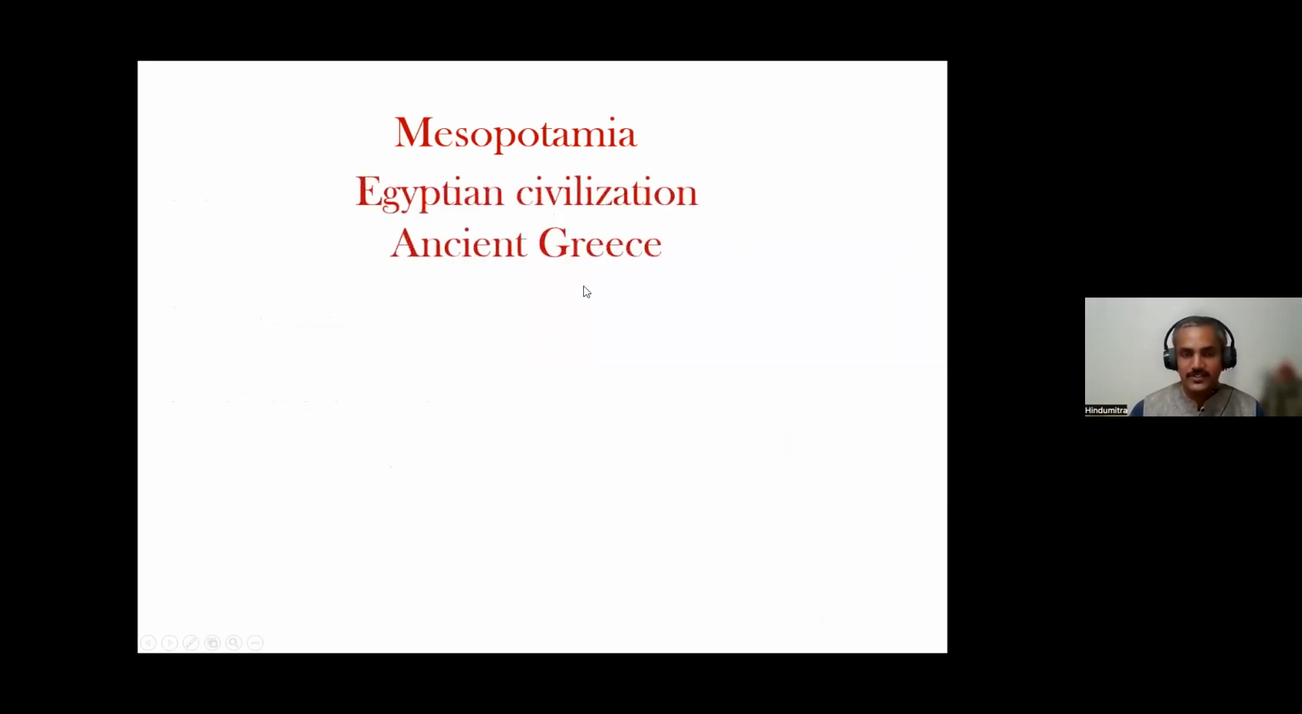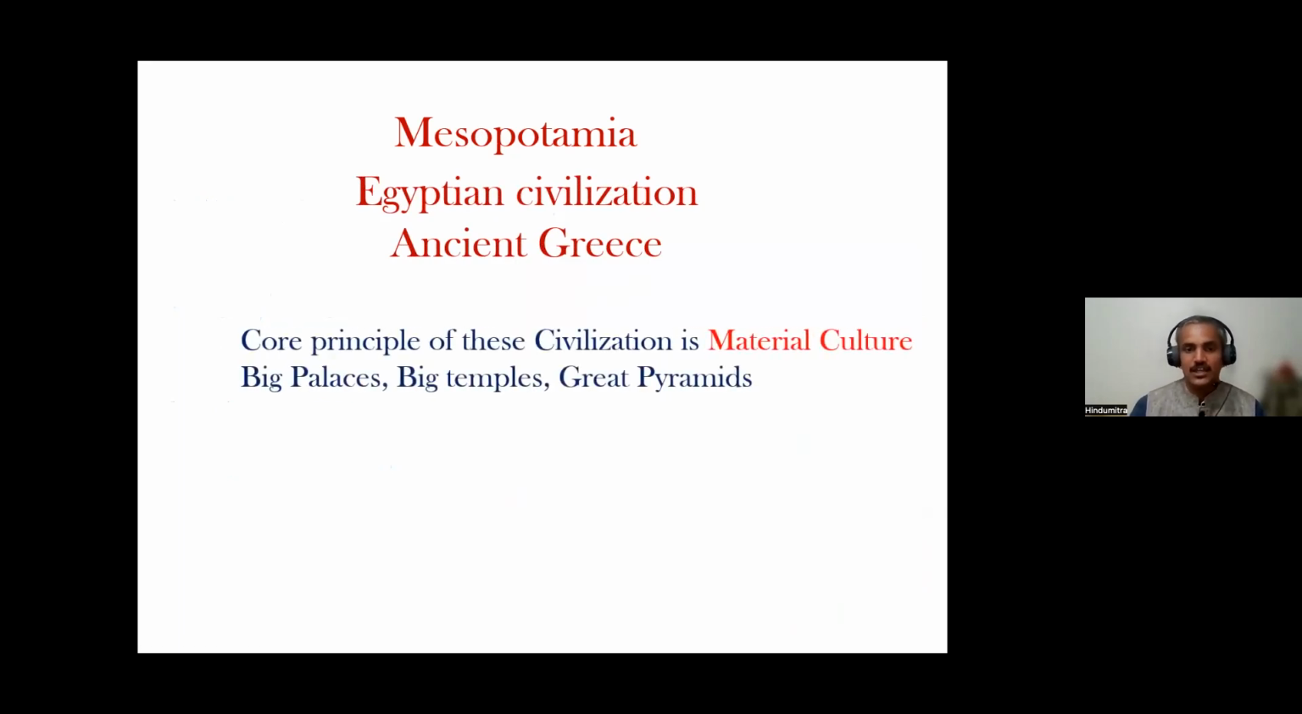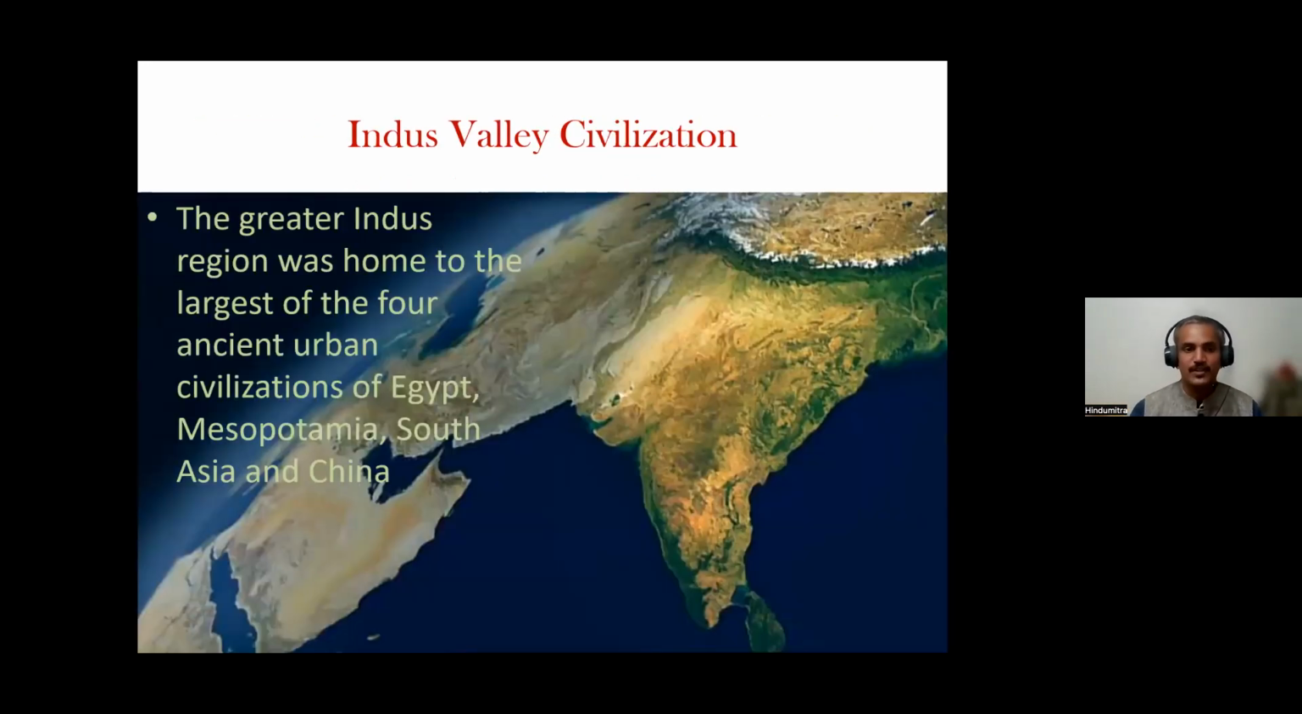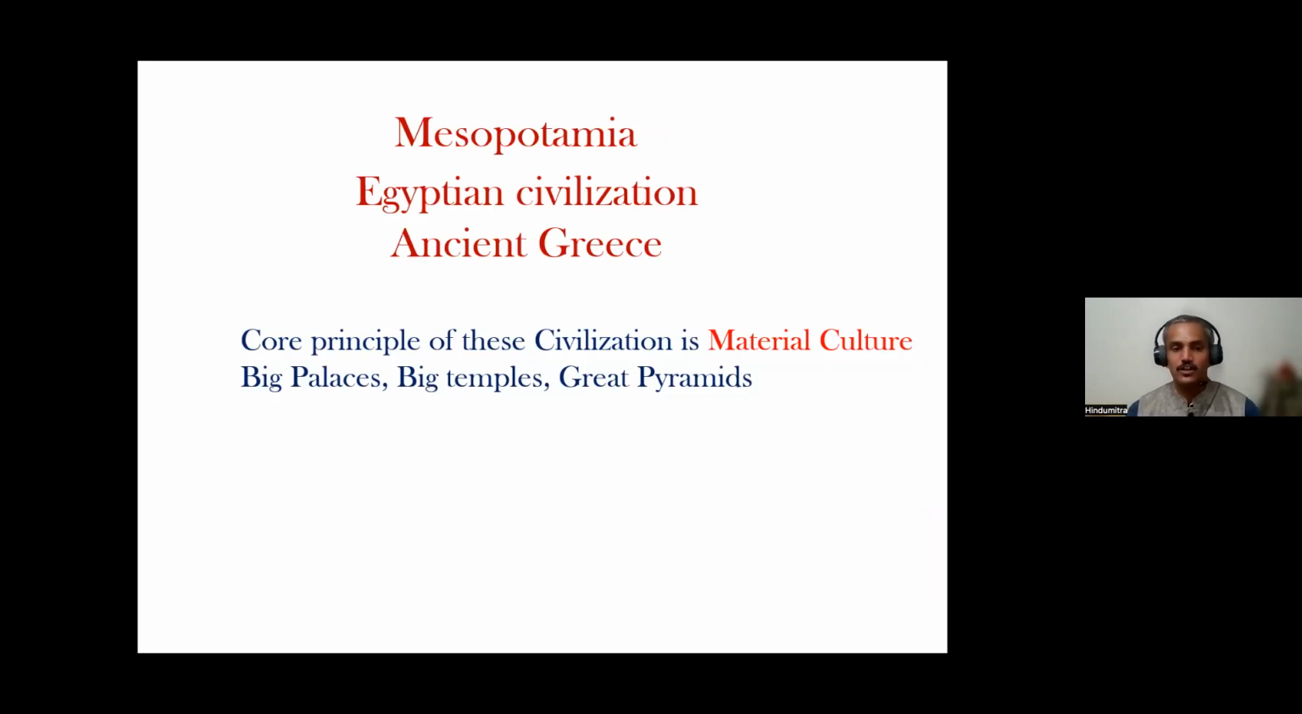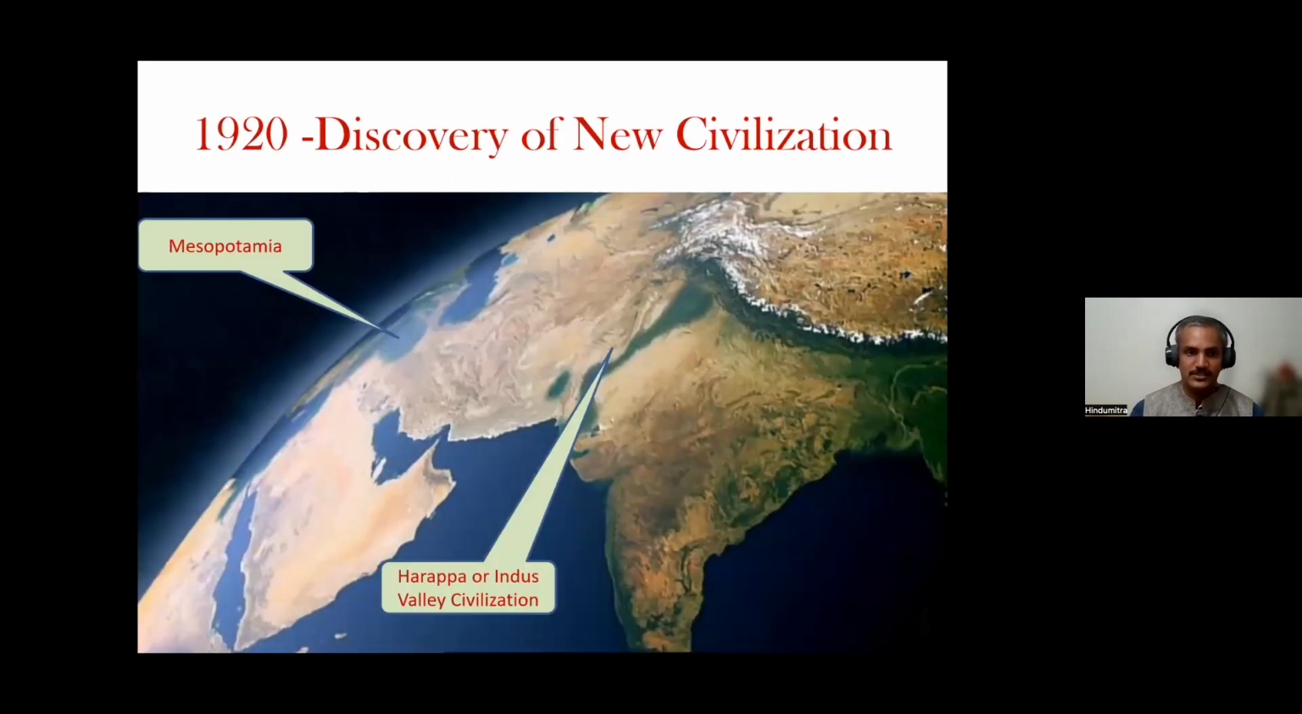So for all these three civilizations, Mesopotamia, Egyptian civilization, and ancient Greece, the core principle of these civilizations, what we found, is material culture. Other than buildings and certain material evidences, for example, big palaces, big temples, and great pyramids, we can conclude that those civilizations were based on material culture as a core principle. But the story changed in 1920 when a new civilization or new inhabitants were found in the place of Harappa, next to the Indus River, the Sindhu River.